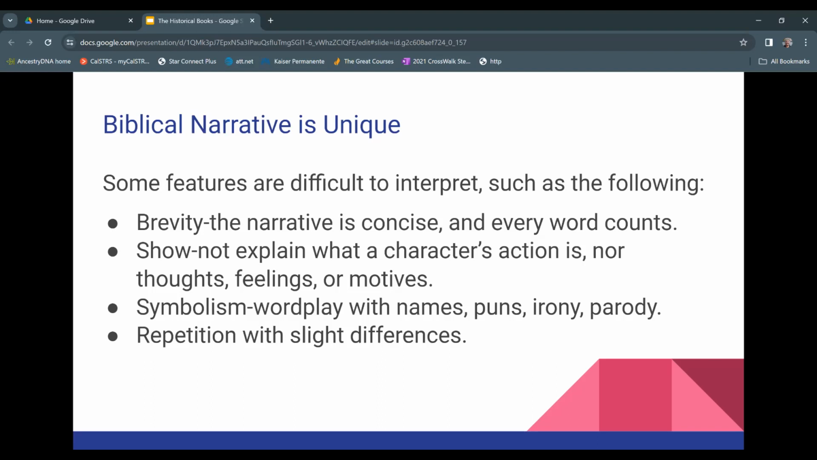There's repetition with slight differences. That made me remember how when the servant went to find a wife for Isaac way back in Genesis, each time the servant told the story of why he was there and what his purpose was and how it came to be, to each different person that he spoke to, the story had the same meaning but had different nuances based on whom the listener or audience was.